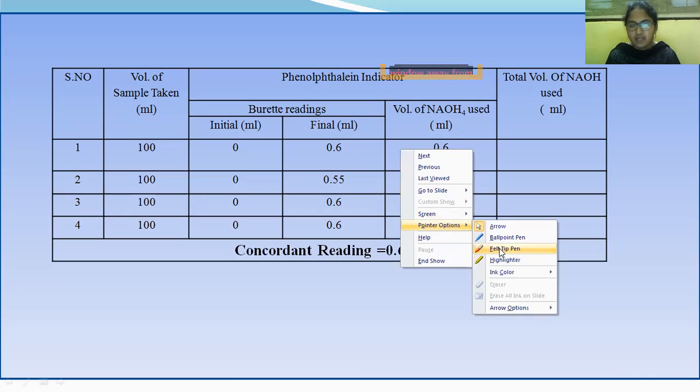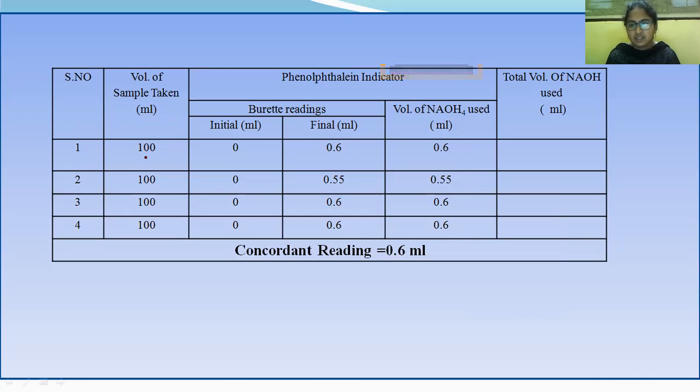We take 100 ml of sample. Initial reading is 0 and final reading is 0.6, so the volume of NaOH used is 0.6. Now repeat the test until concordant readings are obtained. Again we repeat the test, and the final readings are 0.55 and 0.6. Here the concordant reading is 0.6 ml.